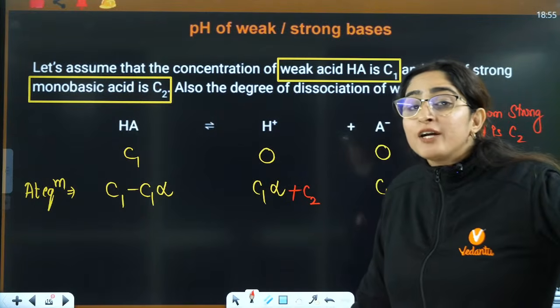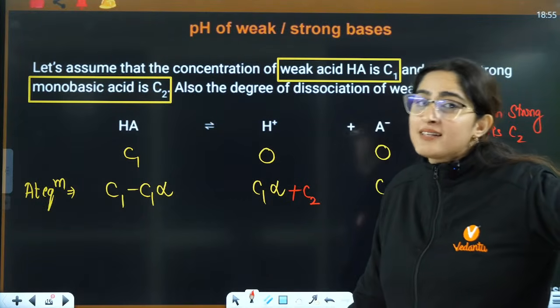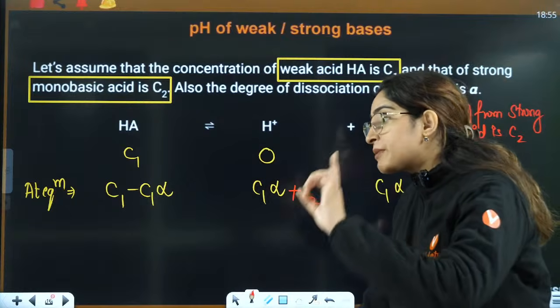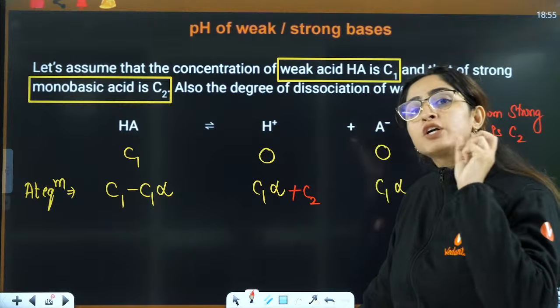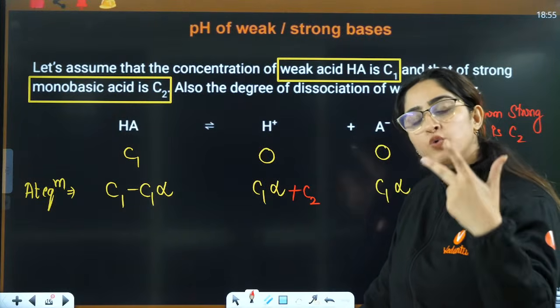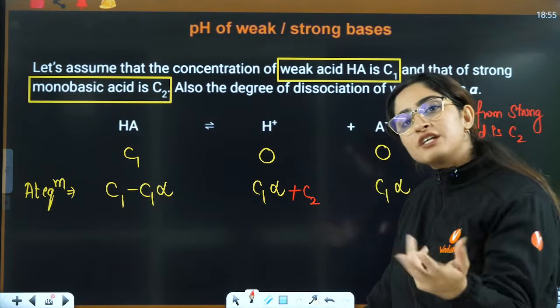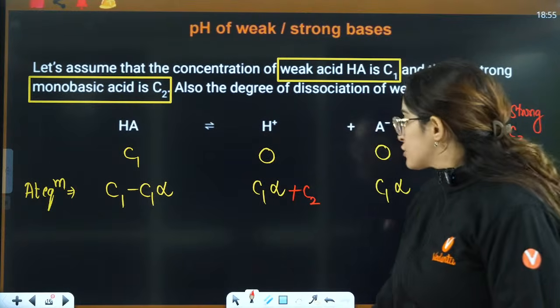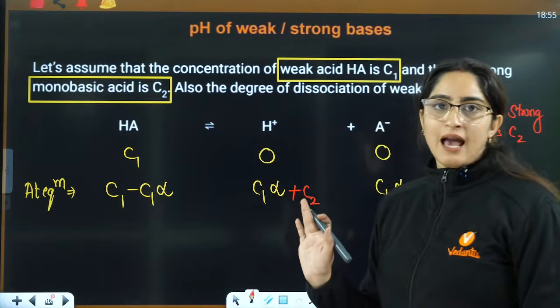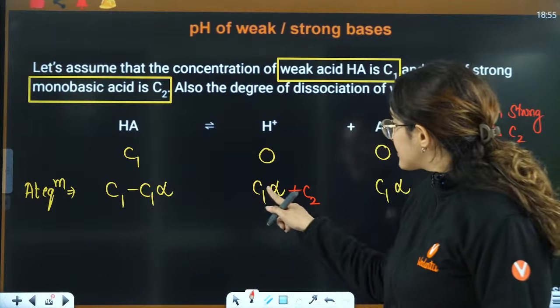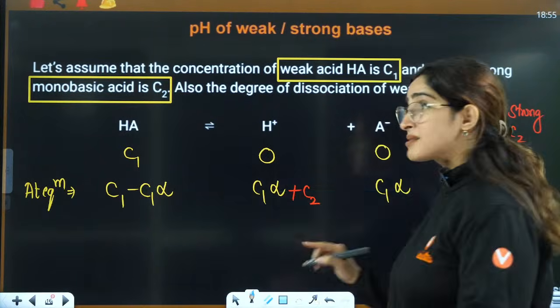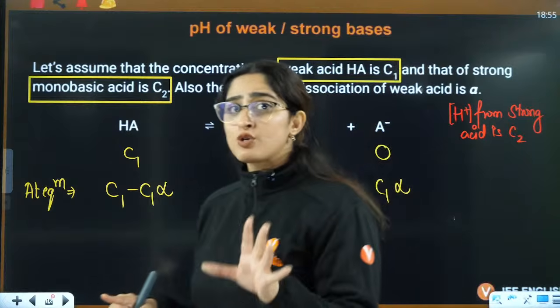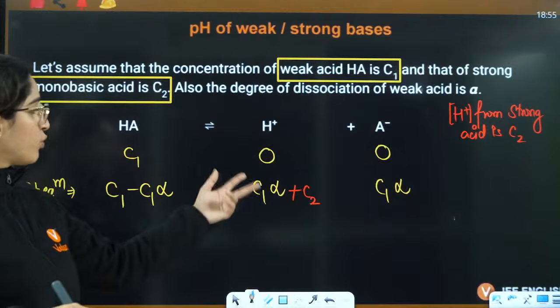Why have you added it? Because of simultaneous equilibria. Do you remember we did simultaneous chemical equilibrium: whenever something is common in two reactions, its concentration in both of them will be added. So this C2 is from the strong acid, and C1 alpha is from the weak acid. Because they are taking place in one beaker, you have to add the concentrations of both.